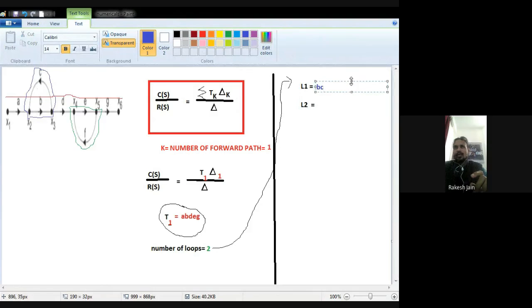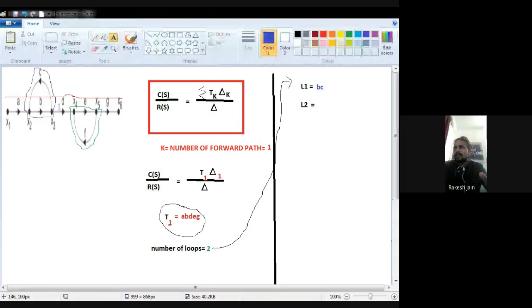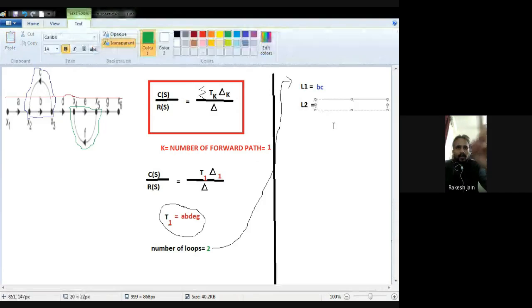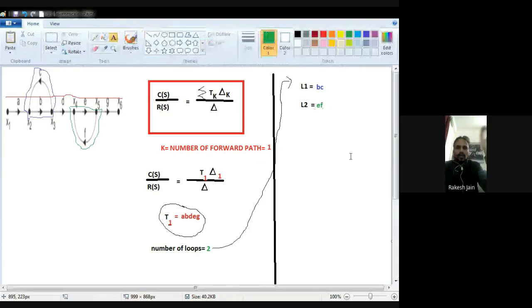And what is my second loop gain? Because I encircled the second loop with the green color, I write it with green. EF is my second loop gain. So I found L1 and L2, the loop gain values. I again repeat once: first write down the formula, then find the number of forward paths K. Replace the formula, Cs upon Rs, then find the forward path gains T1, T2, till T3 depending on the question. Then find the number of loops and the loop gains.